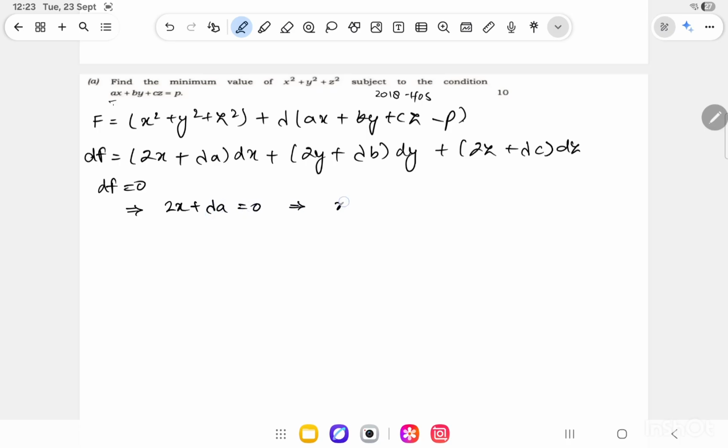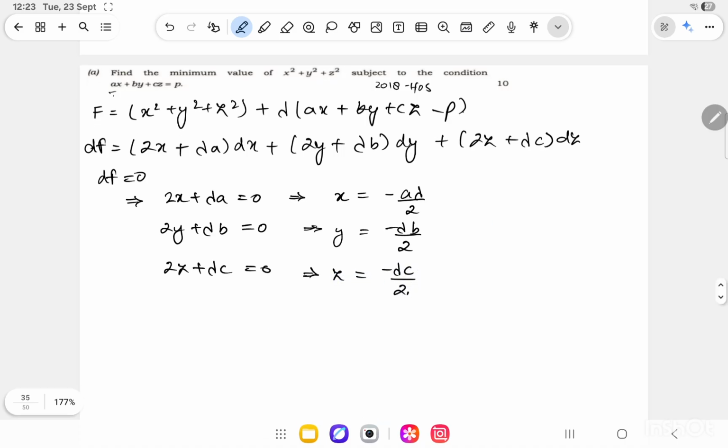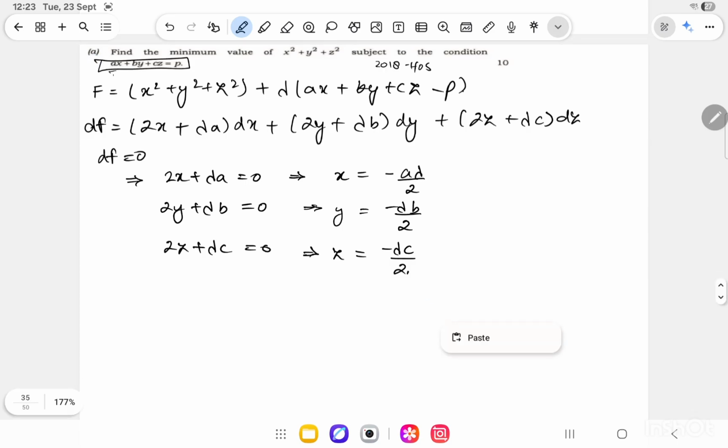So from here I can say that my x will be minus a lambda by 2. Likewise I'll get 2y plus lambda b equals 0. That will give me y as minus lambda b by 2. And 2z plus lambda c equals 0. That will give me z as minus lambda c by 2. Now I already have a given condition in x, y and z. We'll resort to that to get the value of lambda. So that is ax plus by plus cz equals p.